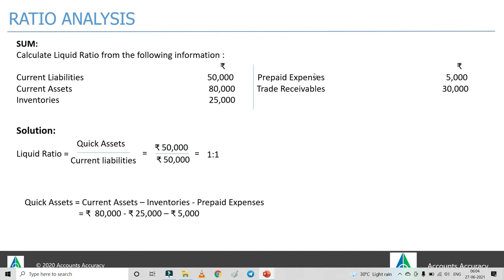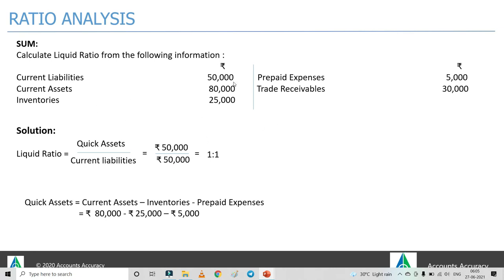Now here is the sum which is provided with current liabilities, current assets, inventories, prepaid expenses and trade receivables. First of all, you can see you are provided with current assets. From current assets you are supposed to deduct prepaid expenses and inventories, because these two don't form part of liquid assets. Once you deduct inventories and prepaid expenses from current assets, you will get the value of quick assets, that is 50,000.